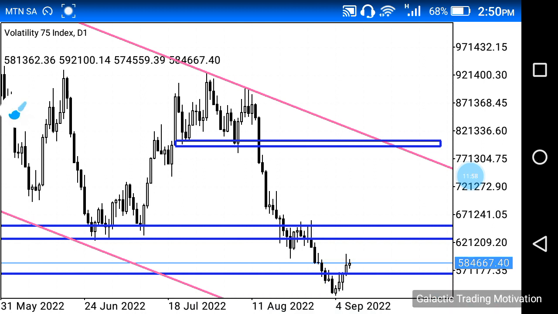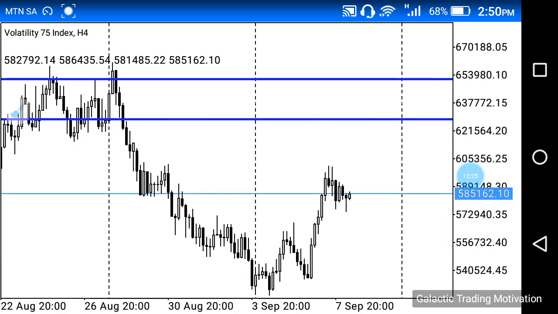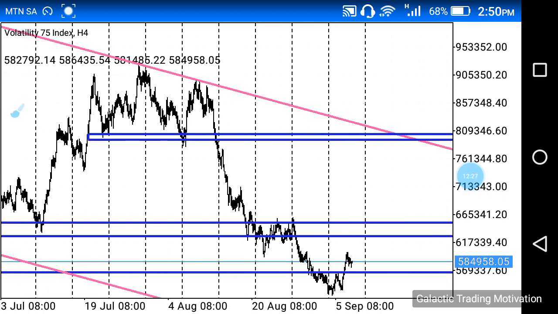Anyway, let's proceed. In regards to the daily chart, I don't see anything further really. So what I'm going to do is head down to the H4 chart. So just bear with me. Just bear with me while my chart loads. For some strange reason, I seem to be having slow access to the internet. Come on, chart, open up. There we go. Right. So here we are on the H4 chart.